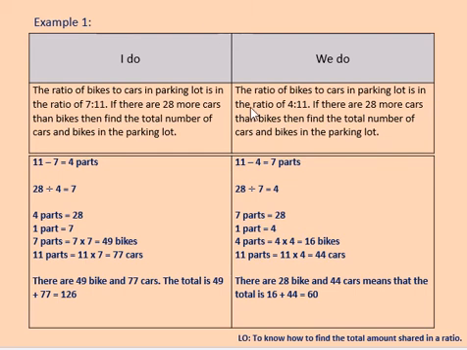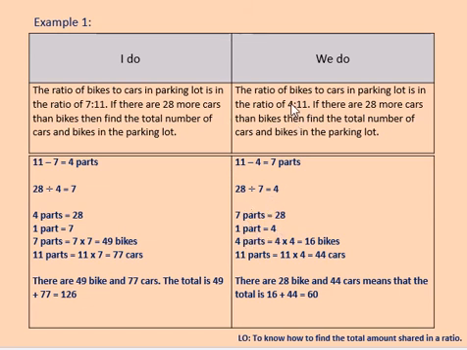Okay, so the ratio of bikes to cars in a parking lot is in the ratio 4 to 11 this time. So there are 28 more cars than bikes. There are 7 more parts of the ratio: 11 take away 4. So the difference in the parts of the ratio is 7. That equates to 28 cars, so 7 parts is 28 cars. Therefore, 1 part is 28 divided by 7, which equals 4.